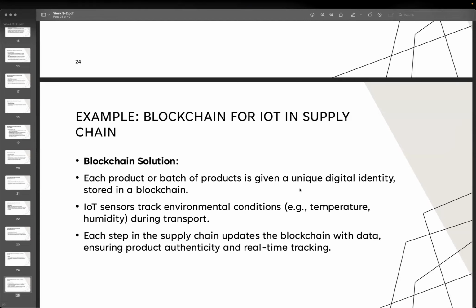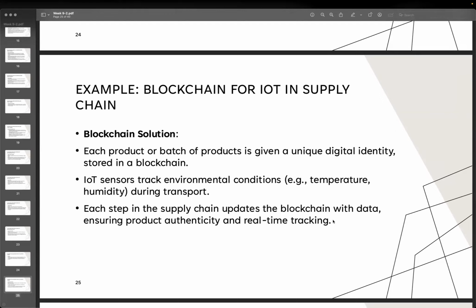This one is also from IBM, talking about IoT with the blockchain. They also take it as an example and recommend it this way. So in each step of the supply chain, once they update the data, they can ensure the product's authenticity and also real-time tracking, because IoT comes with a timestamp, and our blockchain also contains a timestamp in the header.